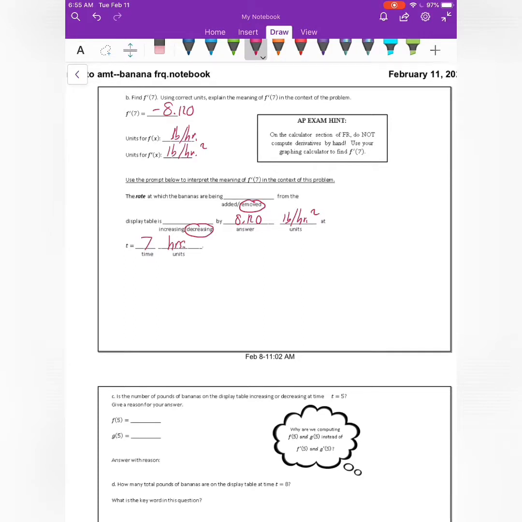This complete sentence here is what you would need. You need all these different things. The rate at which bananas are being removed is decreasing at this number with this unit at this time. That's all stuff that you need for the AP exam to get full credit. So that's explaining the meaning of that in the context of the problem. You need all this: what's happening, at what rate, with what units, at what time.